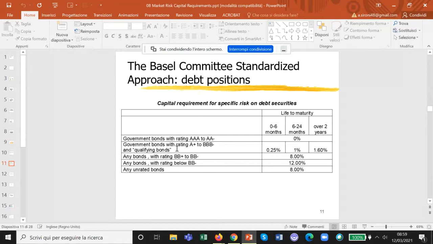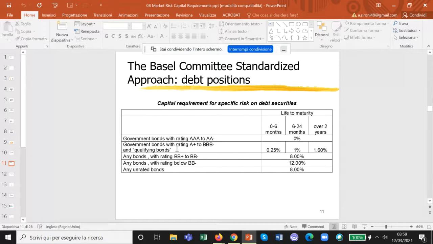When we talk about debt positions, so fixed income, bonds, for example, the specific risk is computed looking at the maturity, the residual maturity of the bond and the rating, okay?